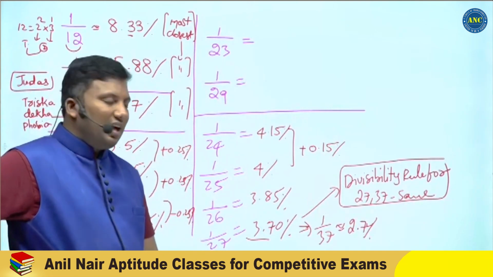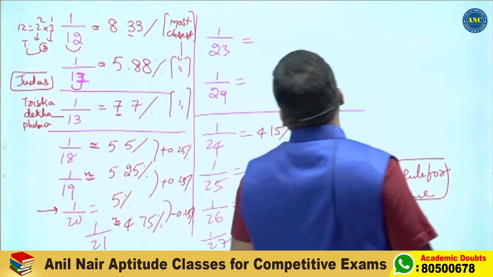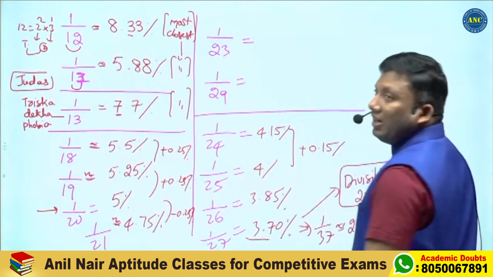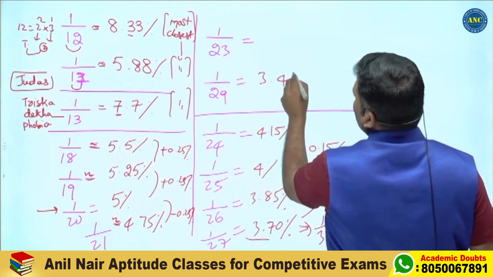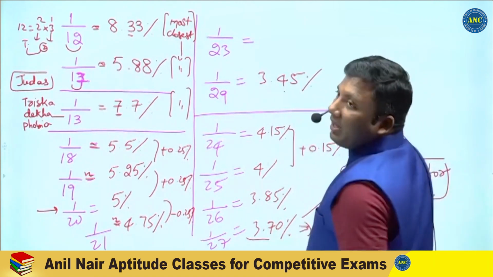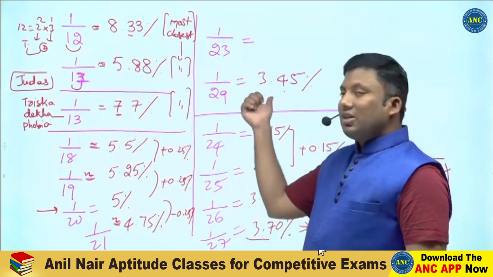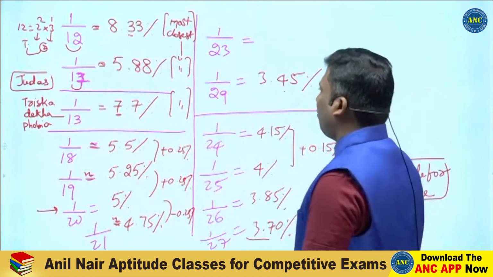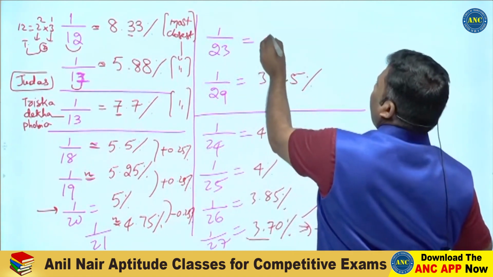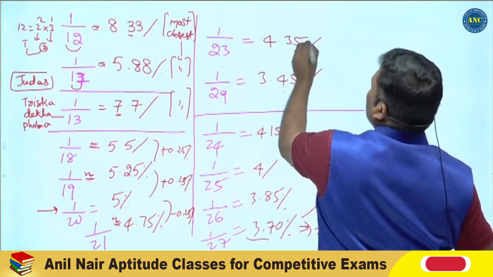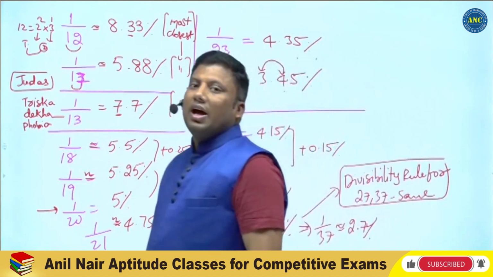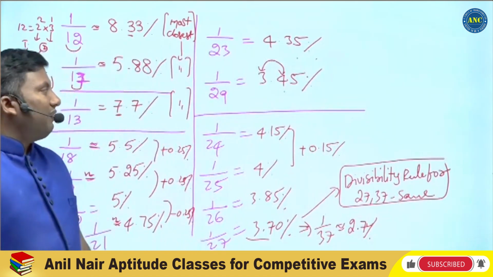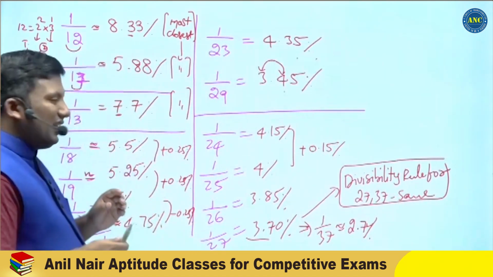23 and 29 both are prime numbers. 1 by 29: 29 goes how many times in 100? 3 times in 100. You can write the first Pythagorean triplet. First Pythagorean triplet is 3, 4, 5. If I interchange 3 and 4, I will get 4, 3, 5. Again, very, very easy.